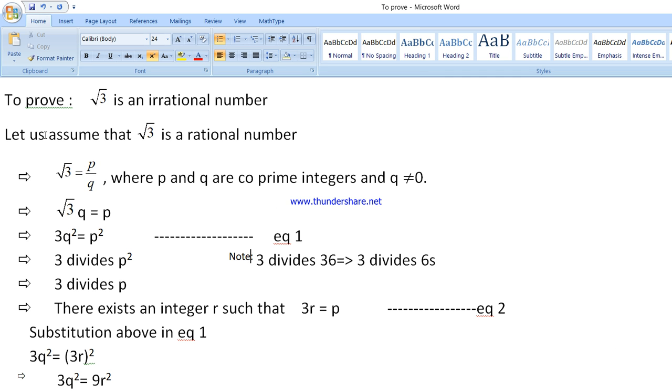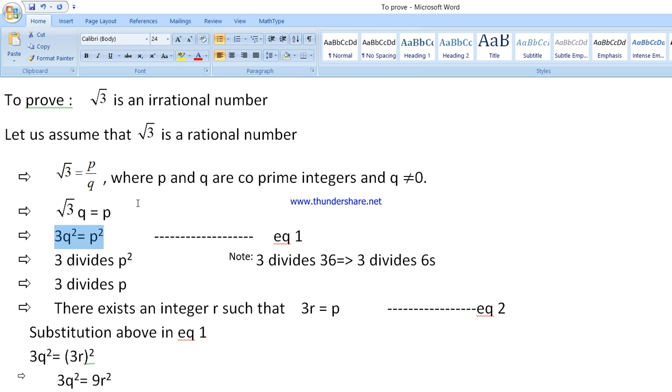Now if root 3 is a rational number, then root 3 is equal to p by q, where p and q are co-prime integers. Co-prime integers are the integers which do not have a common factor except for 1. Now, this will imply that root 3 q is equal to p. It's a simple cross multiplication. Now, squaring both the sides of this equation, I get 3q square is equal to p square. I'll mark this equation as 1.